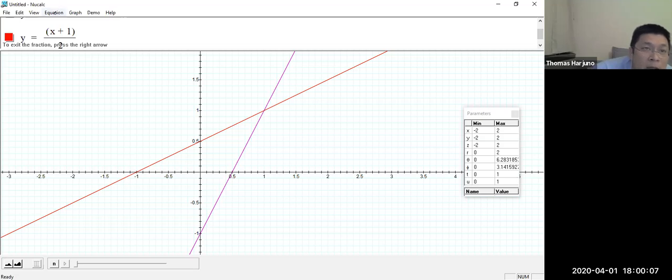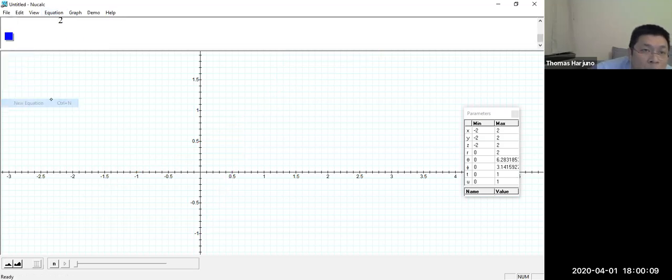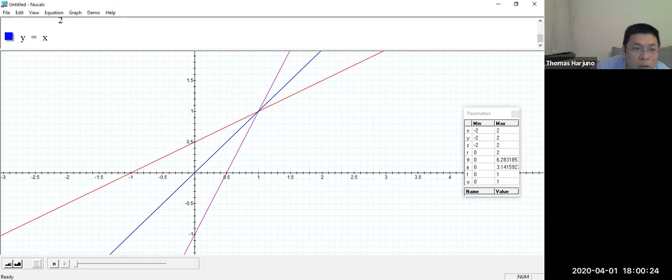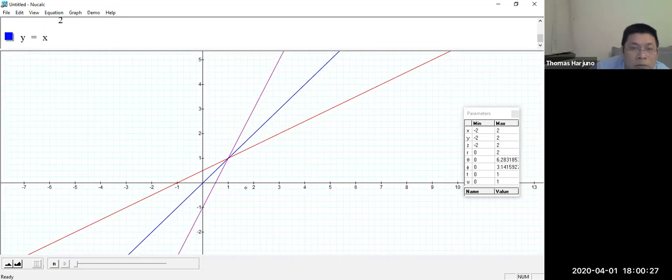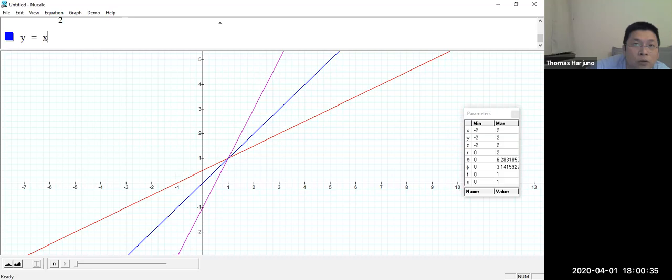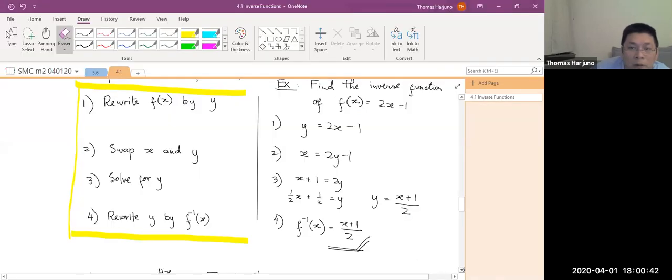Now, in fact, if we want to say even more, what happens to the graph is we reflect it with respect to the y equals x line. We reflect the graph over the y equals x line. Make it a bit smaller. Okay. Copy graph. Give me a second. I want to bring this back to our graph here.